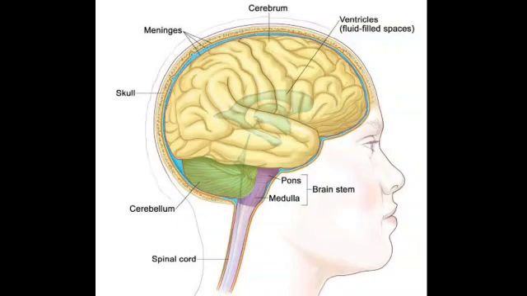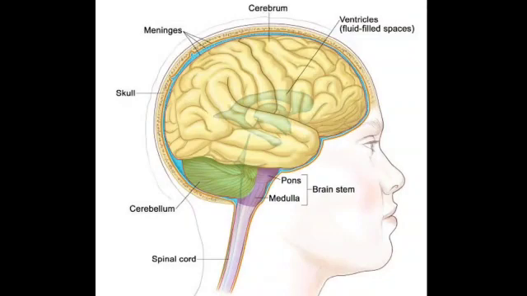It also helps in distributing the nutrients and other chemicals to the neurons of the brain, and it collects the waste from the brain. It also provides the neurons with some protection from infection. And there are three important parts of the brain. The first one is the cerebrum, the second one is the cerebellum, and the last one is the brainstem.